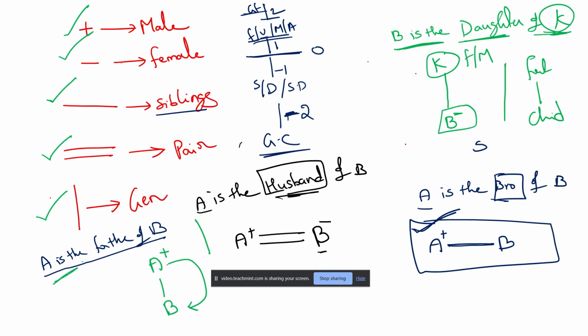But come to this example. A is the father of B. So A is a male person. Whose father? B's father. That means B can be son or daughter of A. So we can't say the gender of B here. And we can't say the gender of K there. The only relation where you can say gender is wife and husband. Except the wife and husband relation, in any of the other diagrams, you can't say the gender of the second person. You will know the gender of only the first person. Is it clear?